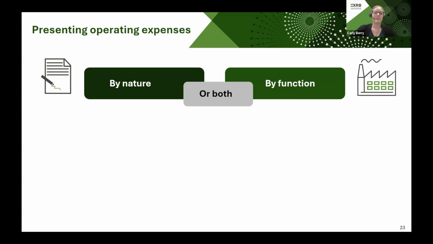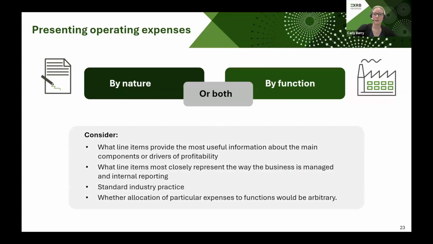NZ IFRS 18 does provide some guidance on how to determine which characteristic to use to provide the most useful structured summary. And that I've listed here on the slide. But ultimately, you must think about what the users of your financial statements and what presentation of operating expenses would provide useful information for your users' decision-making, and also how this may align with how you're managing your business internally and with other entities within your industry.